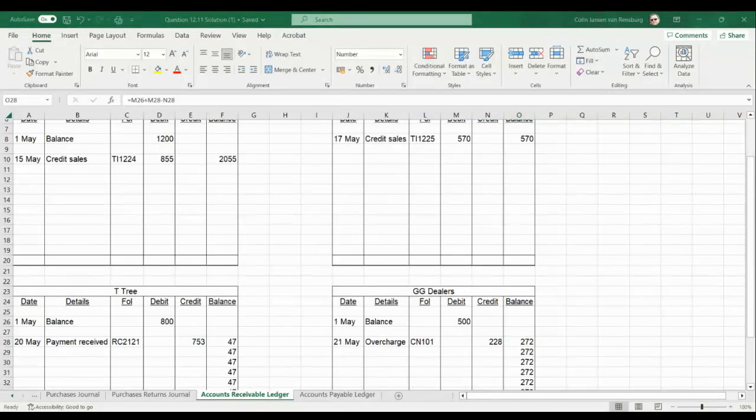Right, that is why it's called. Thank you, Senziwe. I now see you've said overcharge there. Thank you so much. Yes, it was an overcharge.